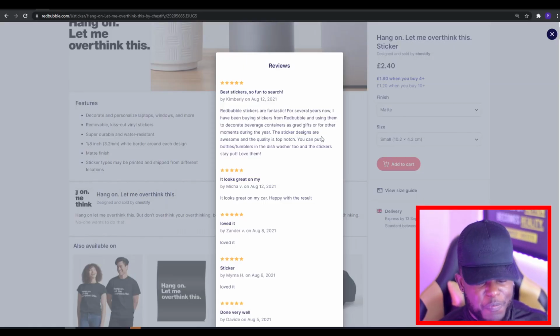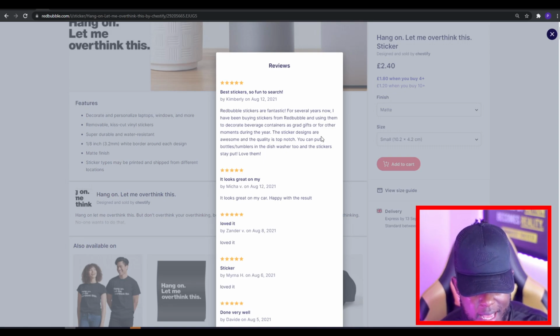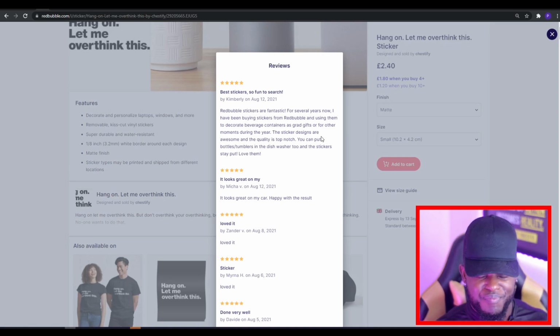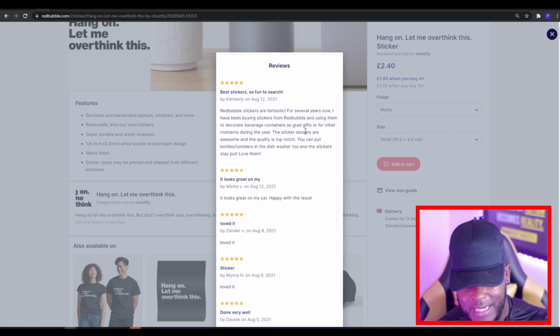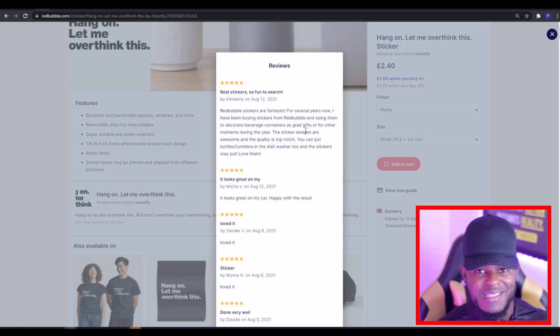When it comes to stickers, people don't really seem to give too much away in the reviews, but from what I'm seeing, one of the first reviews literally said, Redbubble stickers are fantastic. For several years now, I've been buying stickers from Redbubble and using them to decorate beverage containers, as grad gifts, or for other moments during the year. Actually, there is something that's a bit of a giveaway there. It mentions grad gifts, so this is graduation gifts. So for those looking to get into selling stickers, this could be a piece of information you use to make graduation-based stickers.